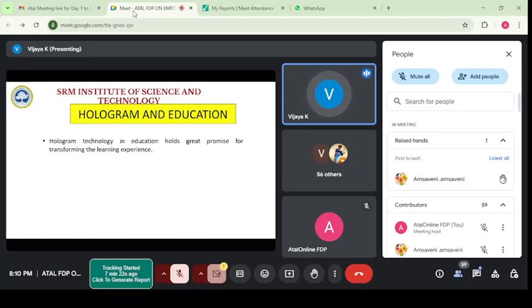Whereas if we use the hologram technology and show how the packets, or rather how the data, is getting transferred from one system to another, then all of them would have the same understanding of how it is being done. And it can make learning more engaging, interactive and accessible for students and educators in the same manner.